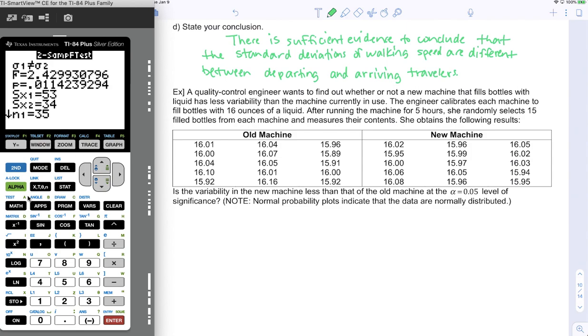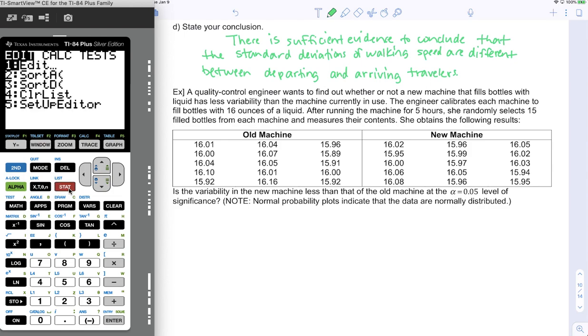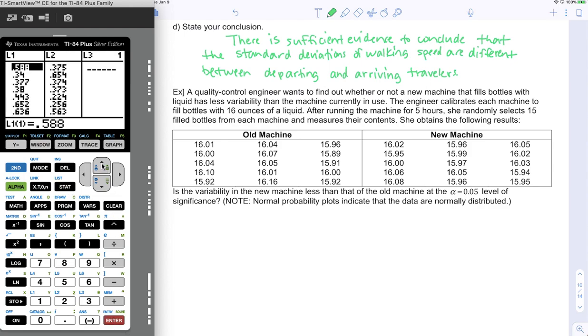Okay, so this time we have data values. We were not given the values of statistics, so we have to go into our list. So stat, edit. Okay, I'm going to clear out my old stuff here. And we're going to type in the new data values that we have. So I'll type the values for the old machine into here.